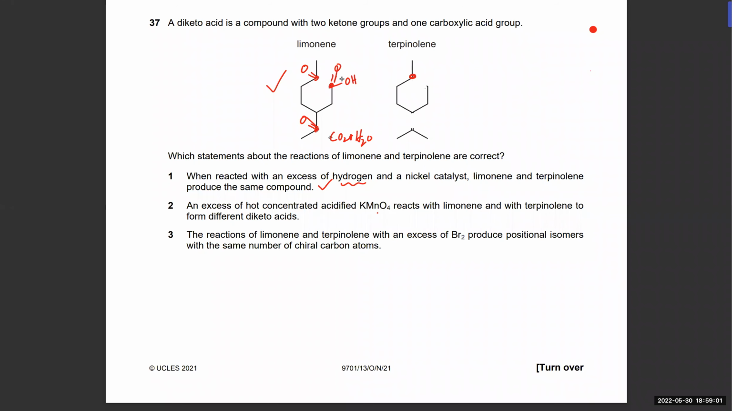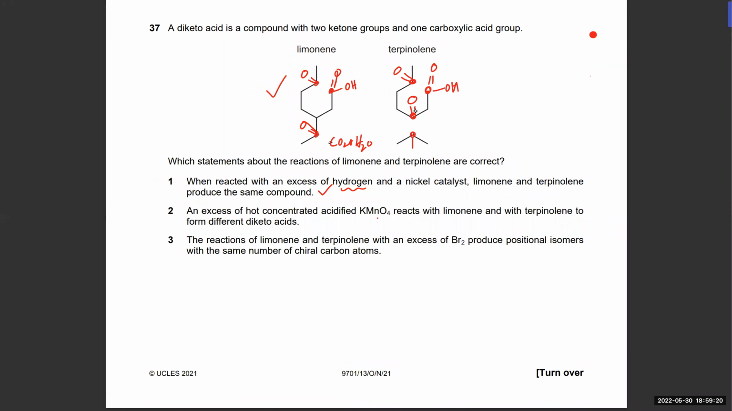What about this other one? That's a ketone. This one is a single carbon chain, that's carboxylic acid. What about this carbon atom over here? Ketone. And this other one is also a ketone, but that's a different molecule now. But you're getting a diketo acid as well: 2 ketones, 1 carboxylic acid. So it is forming that. So I guess they're forming different diketo acids. They both look different, so that one is correct.